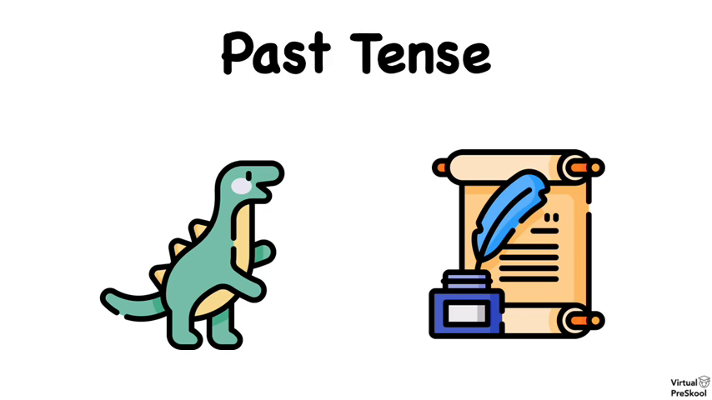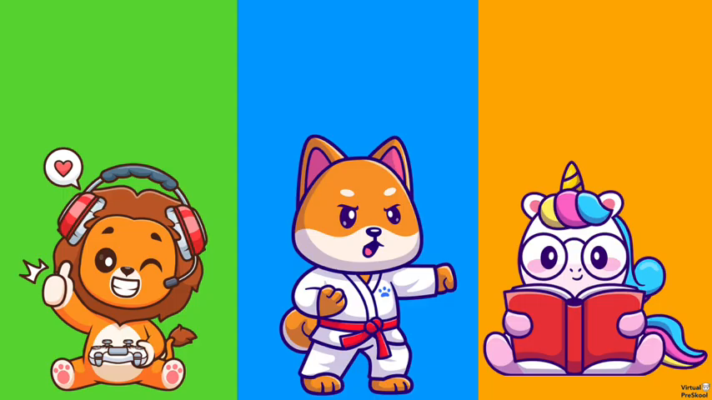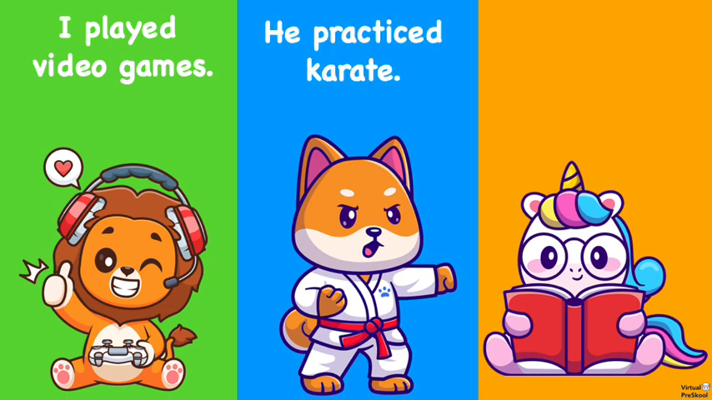Past tense refers to actions that are completed, actions that happened and were completed before now, things that happened in the past. For example, I played video games. It's something that Mr. Sher did and now it's over. Or he practiced karate. He did it and now it's done. She read the book. She read it, she finished it. So again, past tense are actions that happened and were completed in the past.